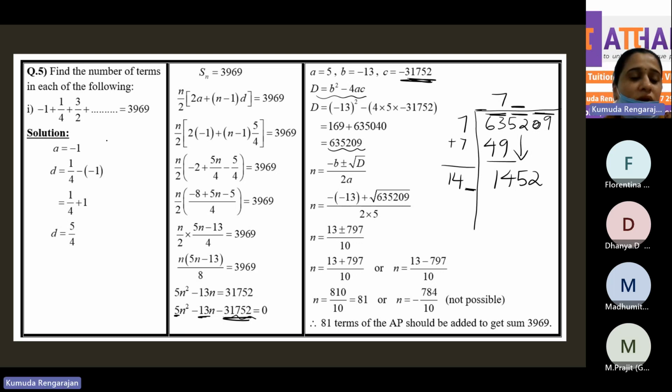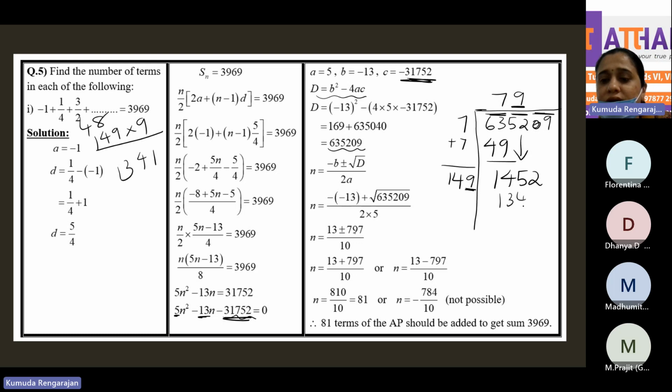All right. So now we will have to try, but since I know the number already is 9, I'm trying 9, okay? So 149 into 9. So I'm going to place 9 here and 9 here. 149 into 9. 9 9s are 81, 1 8 carried over. 9 4s are 36 plus 8, 44. 4 4 carried over. 9 1s are 9 plus 4, 13. Okay, so 1341. Remainder 111.